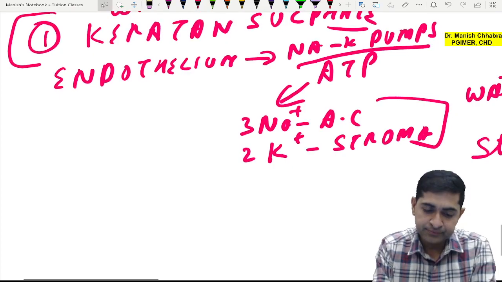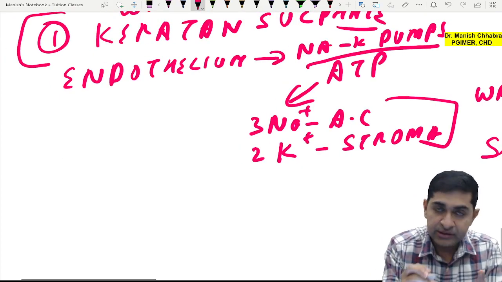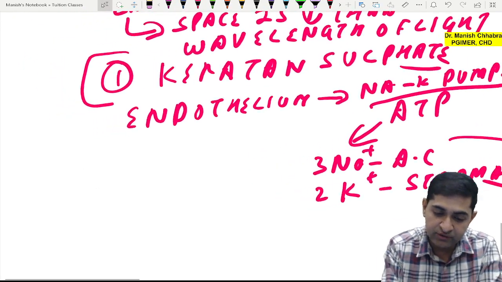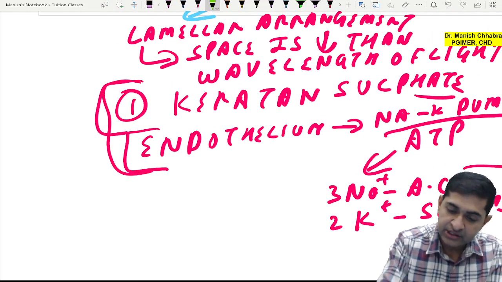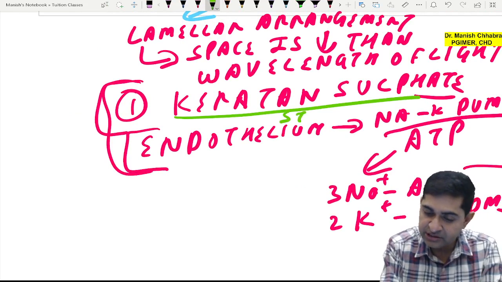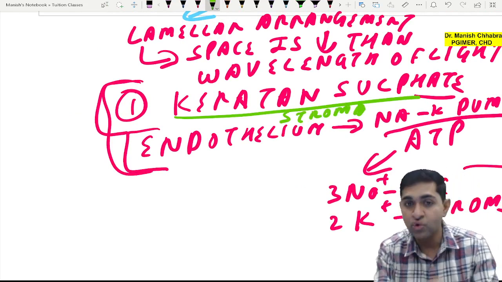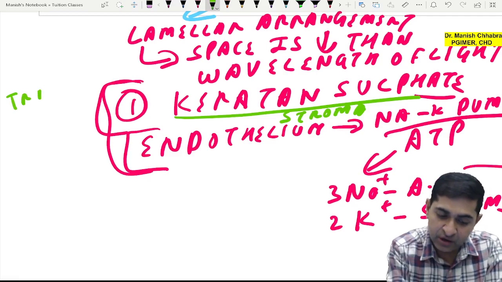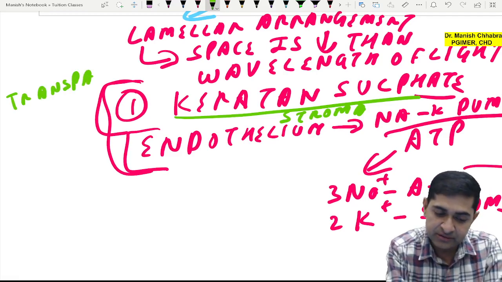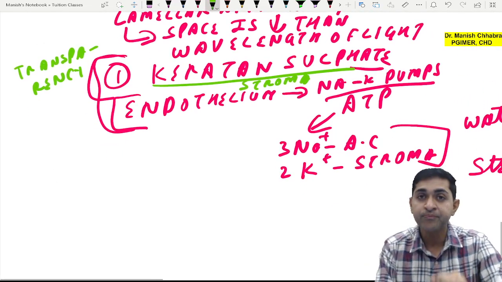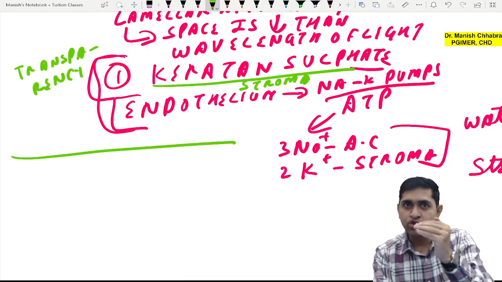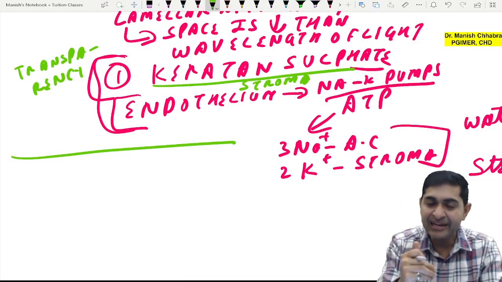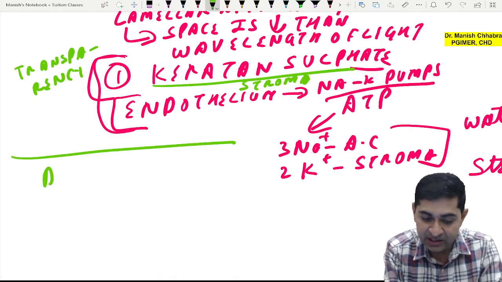Now this is about transparency of the cornea. I am writing it here. Keratan sulfate is present where? It is present in the stroma, and it is for transparency of the cornea.